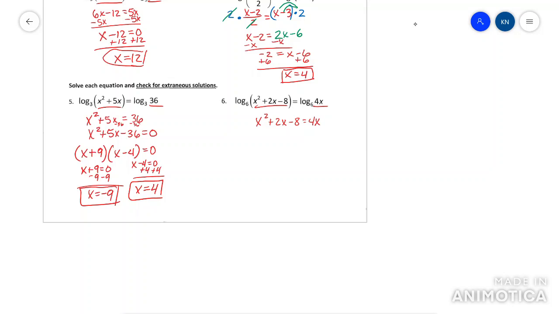You want to make it equal to 0, so move everything to one side. Try to factor it. Set each factor equal to 0 and solve.